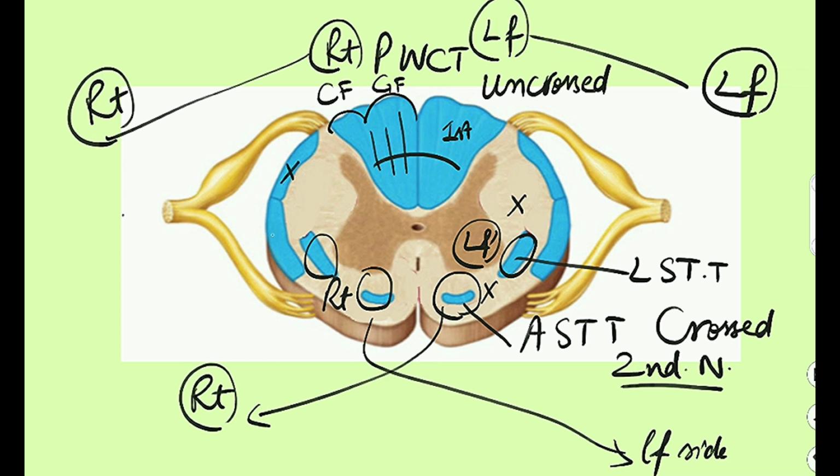Now look at here. These are the ascending tracts named as the anterior spinocerebellar tract and the posterior spinocerebellar tract. These two tracts are present in the lateral white column, but one is present over the front aspect and one is present over the back aspect. This is the anterior spinocerebellar tract and this is the posterior spinocerebellar tract.